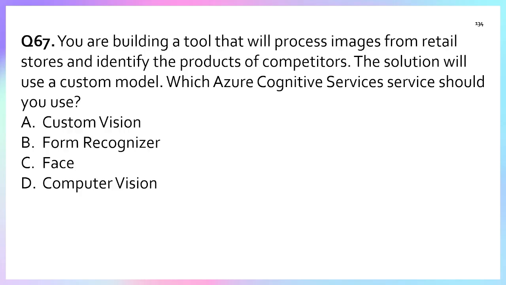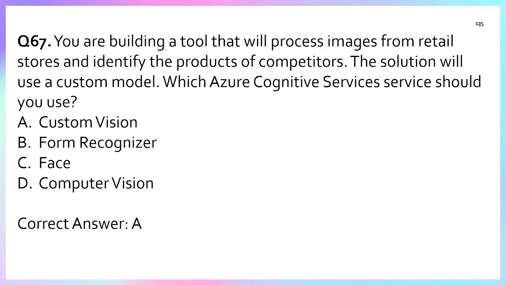Here we have a confusion, but to identify the product of the competitor, this is related to custom vision, because there will be some products which we can first define, then on the basis of that there will be some parameters we can identify. So I will go with option A, custom vision.